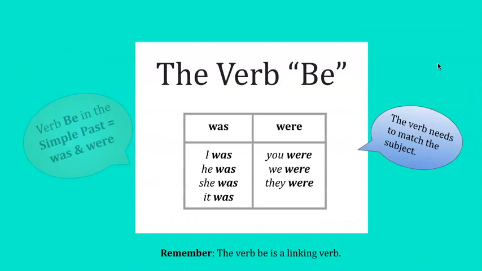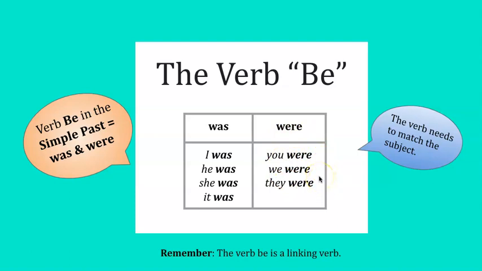The verb be can also be used in the simple past tense. The simple past tense, for the verb be, we say was or were. The verb needs to match the subject, so we use was for I was, he was, she was, and it was. Were, we use for you, we, and they. You were, we were, they were.